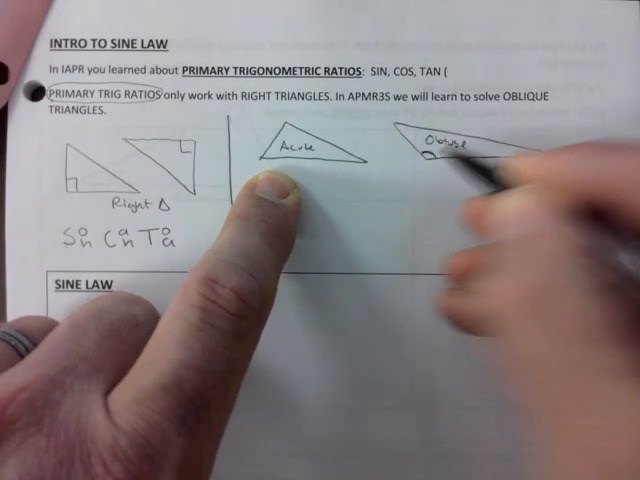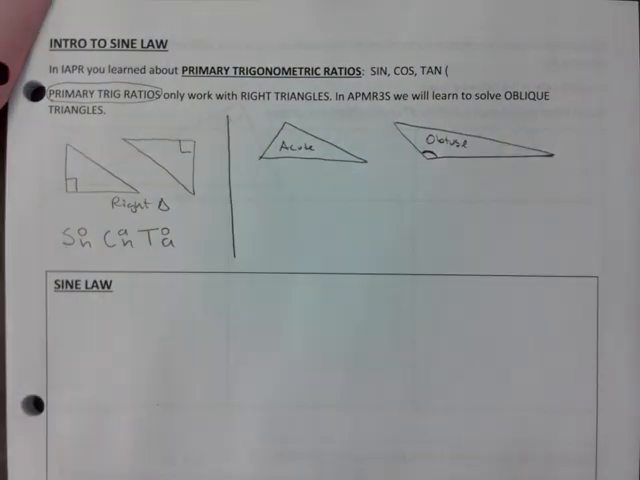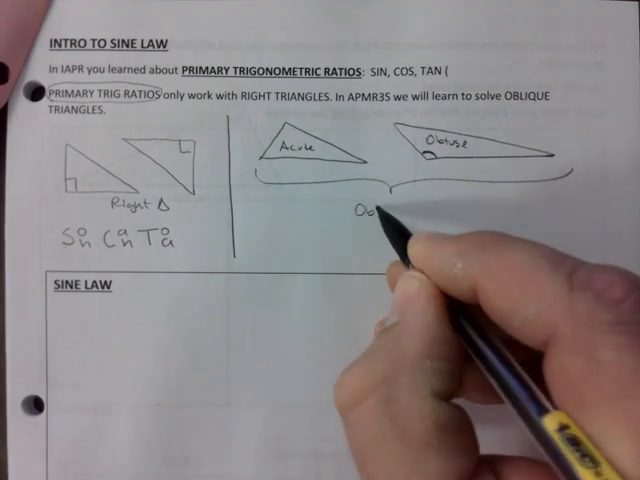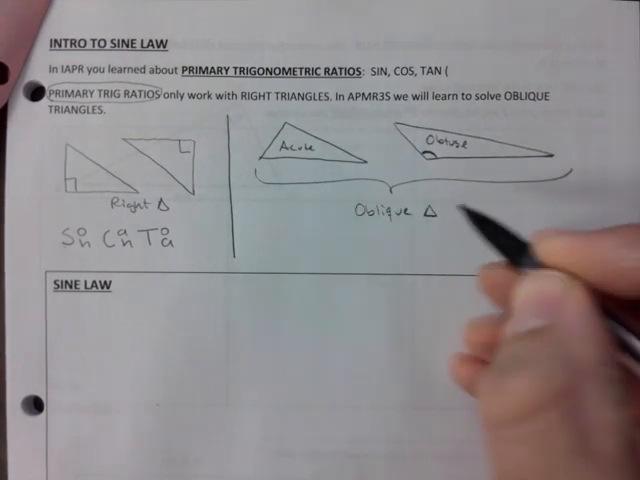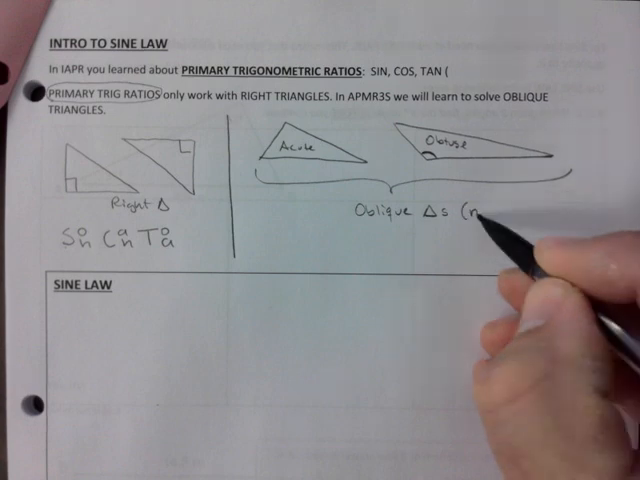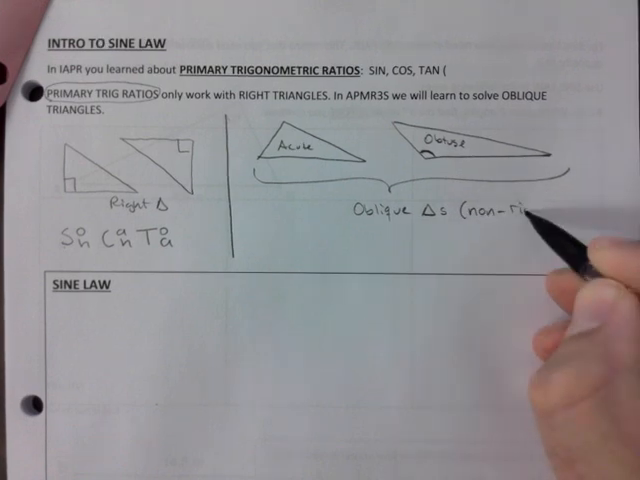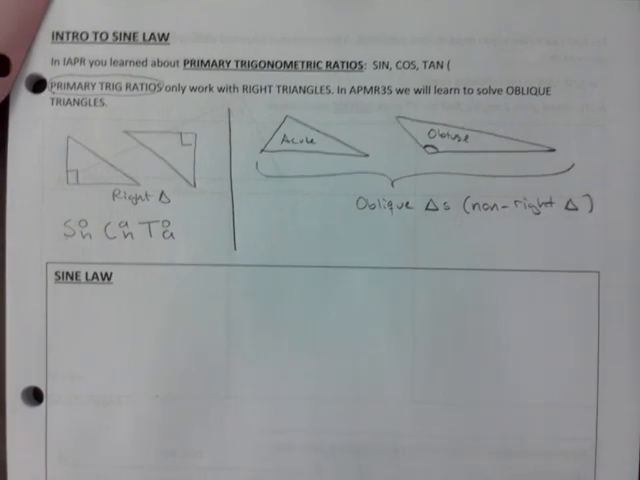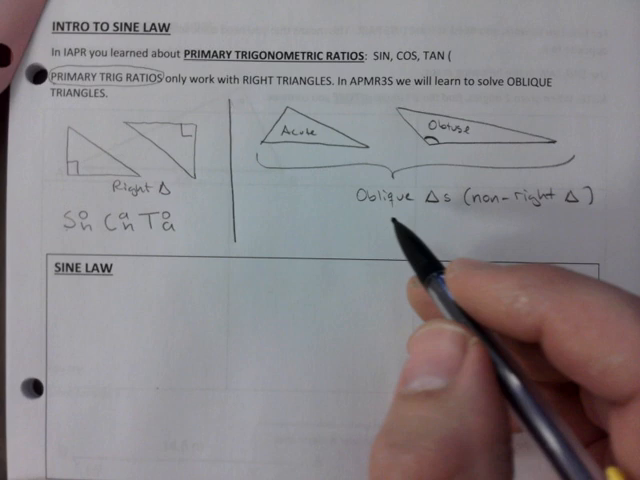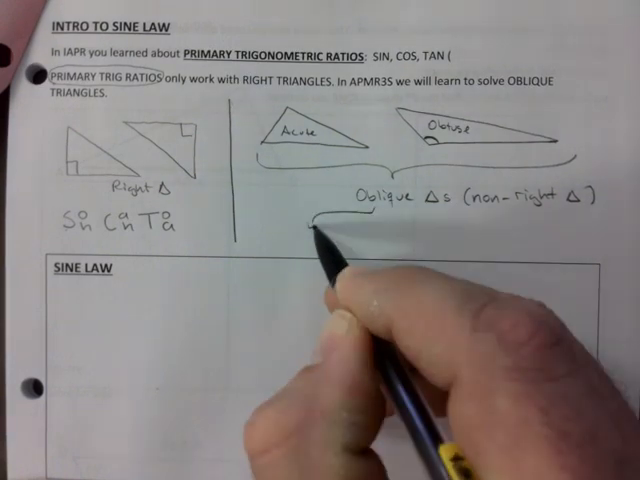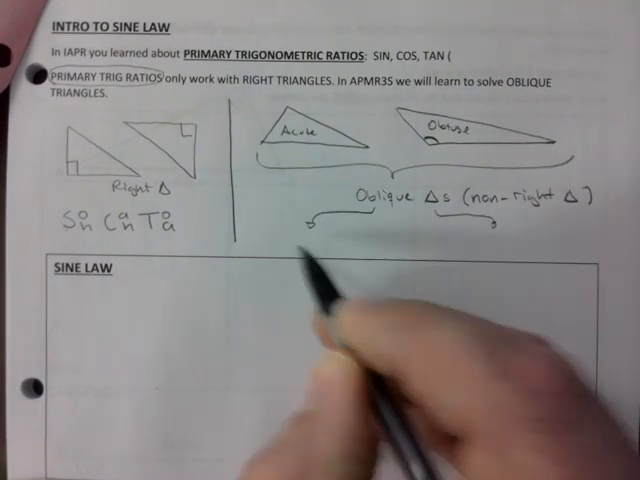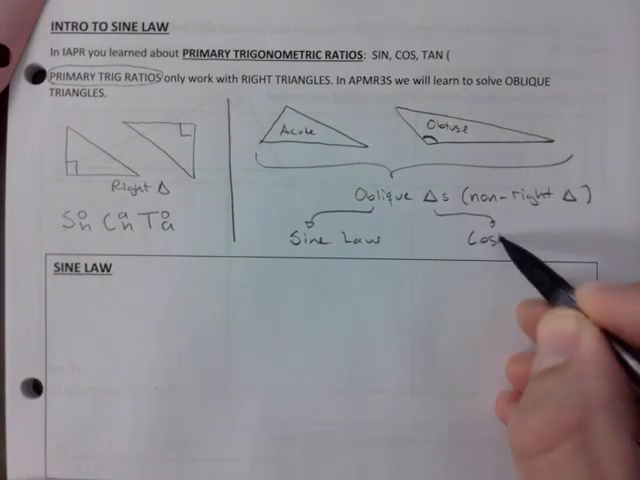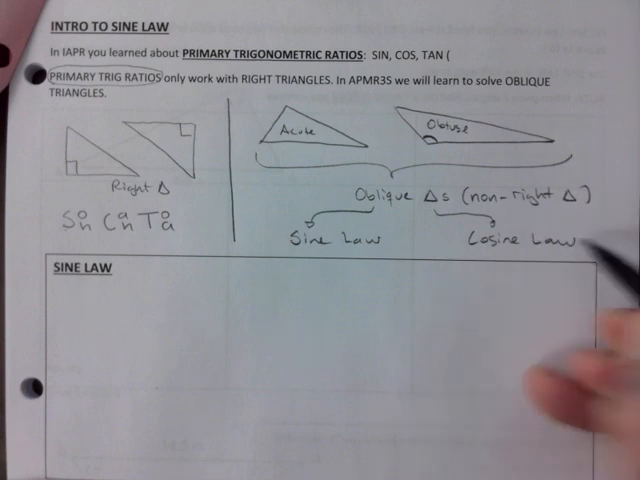Regardless, these are all called oblique triangles. They're basically non-right triangles. That's what oblique stands for. And for those, we're going to need either sine law or cosine law. That's it. Those are going to be your two choices, your two options: sine law, cosine law.